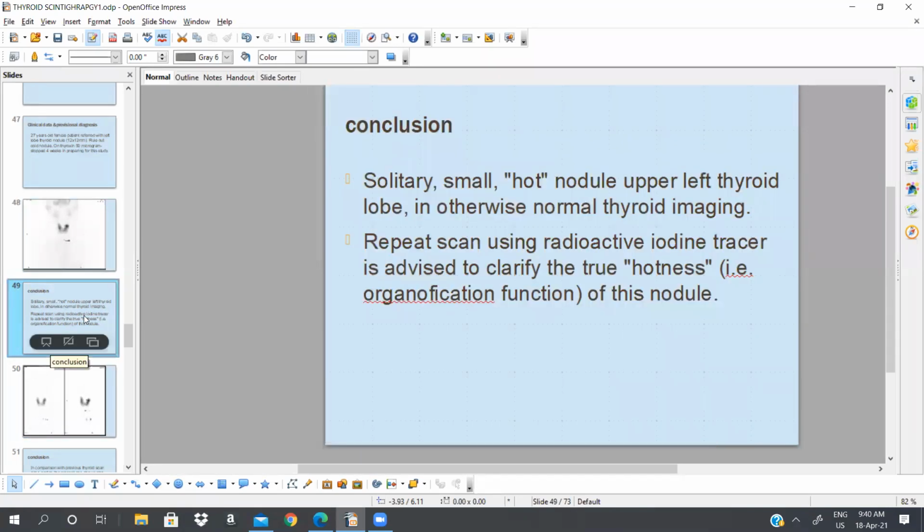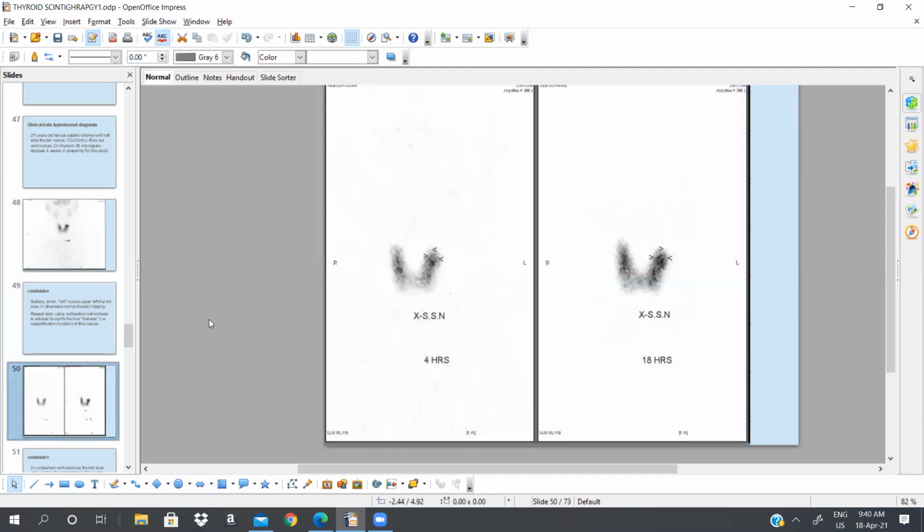So we call it a solitary small hot nodule in the upper left thyroid lobe. Why are we repeating? In order to clarify the true hotness. It means the organification function of this nodule, not only trapping. And we did a second study using radioactive iodine, not technetium, and we imaged after 4 hours and after 18 hours. This really is a hot nodule. So nothing to worry about with this hot nodule. Why? Because there is less than 1% chance of malignancy, not like the cold nodule. This is a very important difference, and remember it.